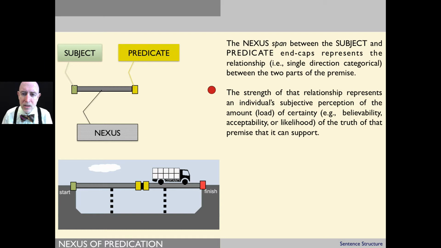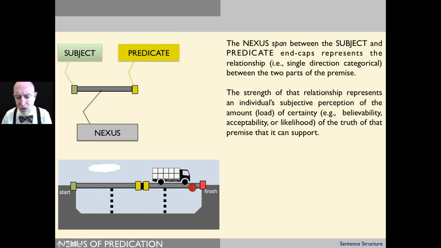Another way of saying it is the strength of that relationship, the strength of this span right here, represents an individual's subjective perception of the amount, the load of certainty or believability, acceptability, or likelihood of the truth of that premise that it can support. We'll work quite a bit on this, but this represents how believable a person believes that any particular premise is true.